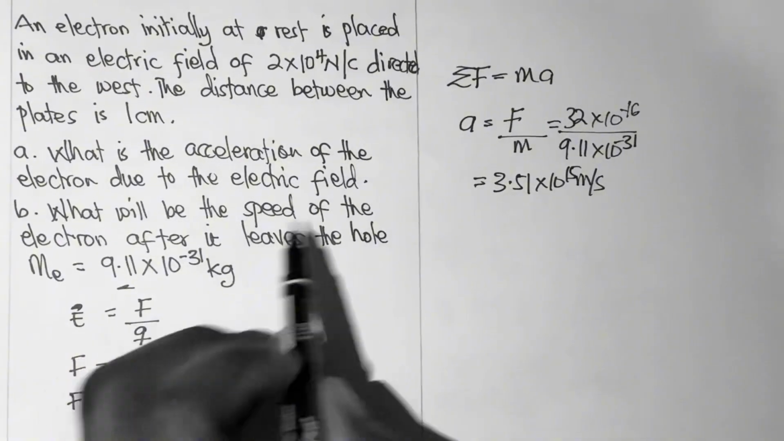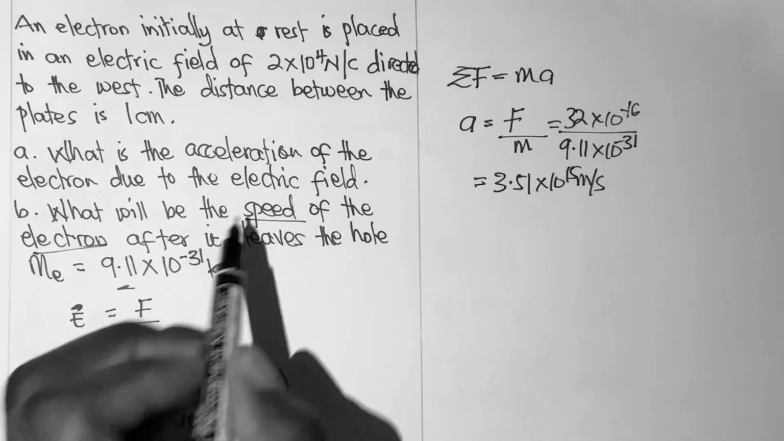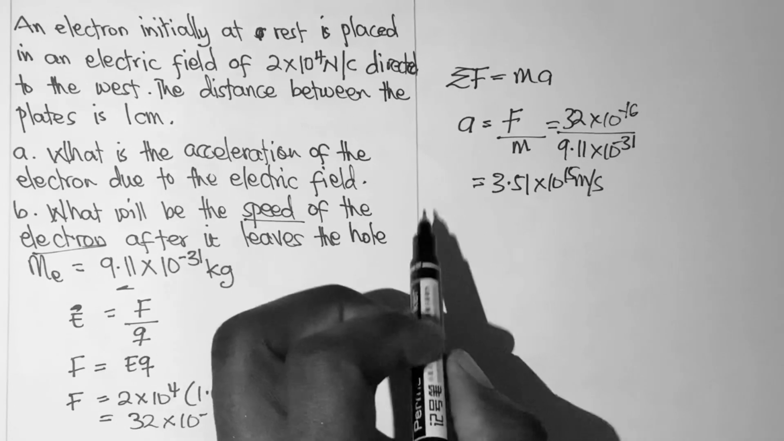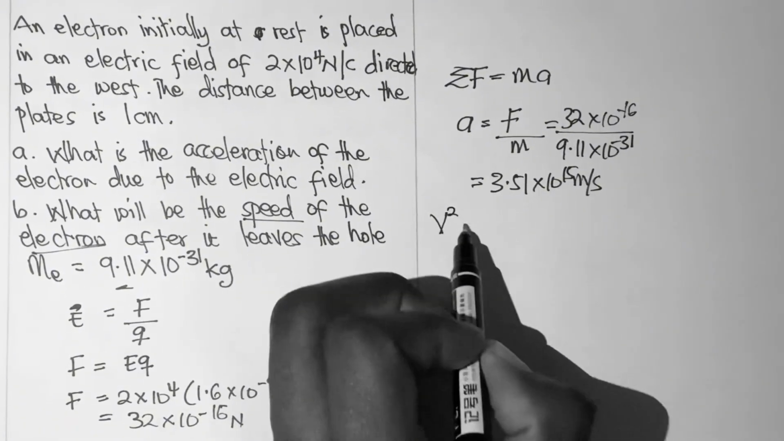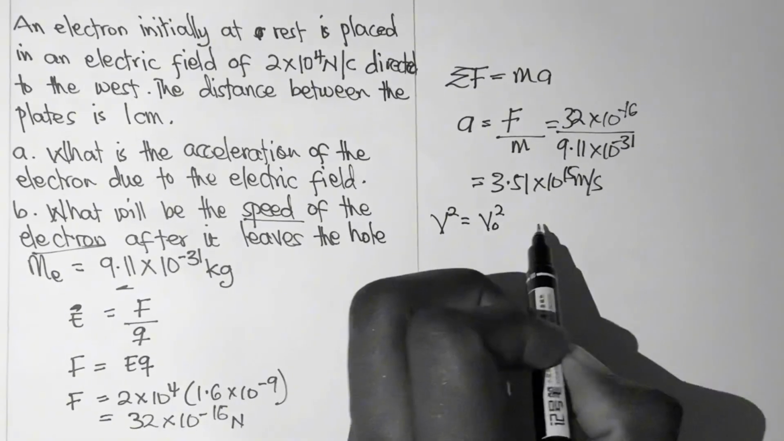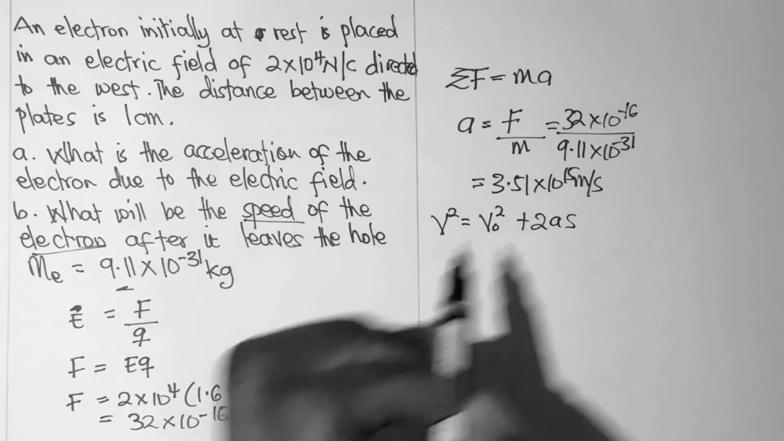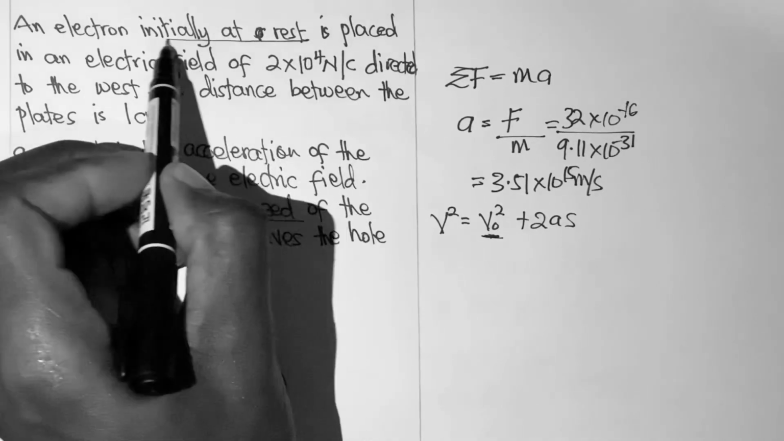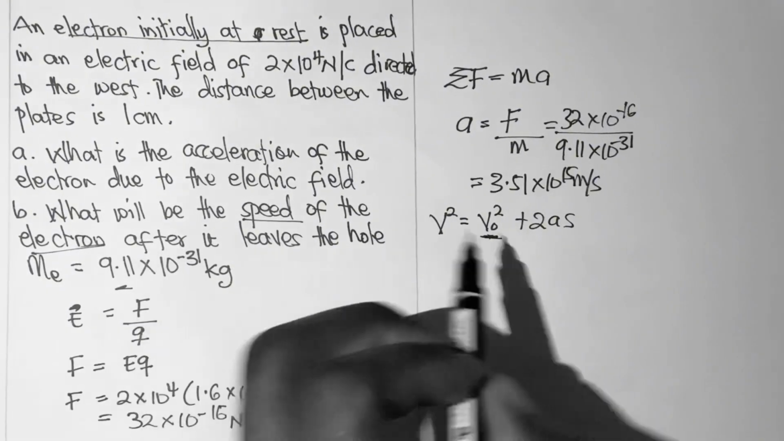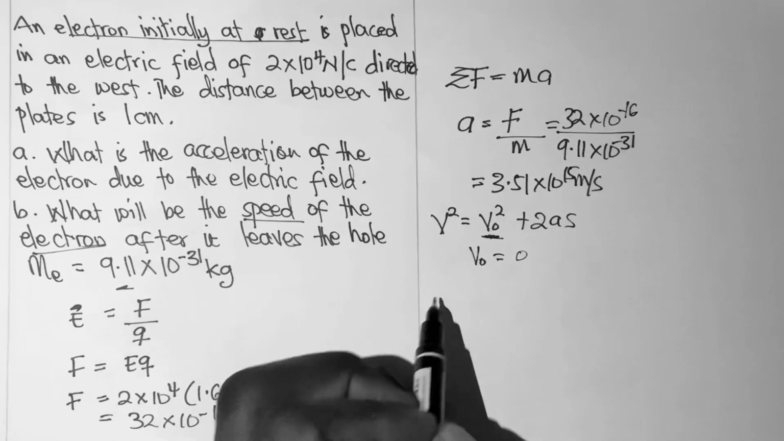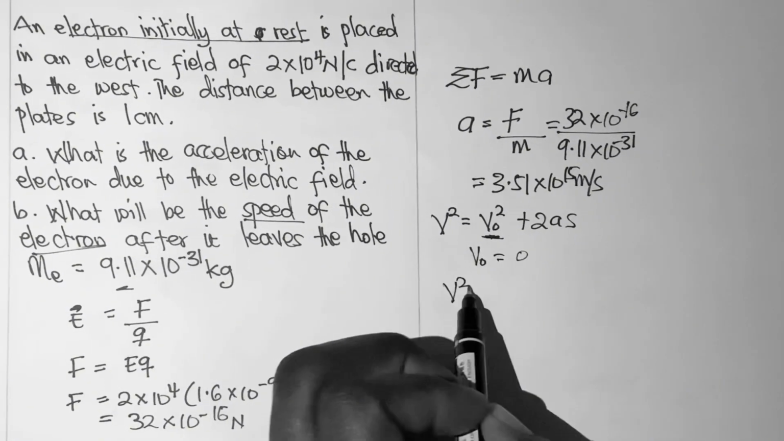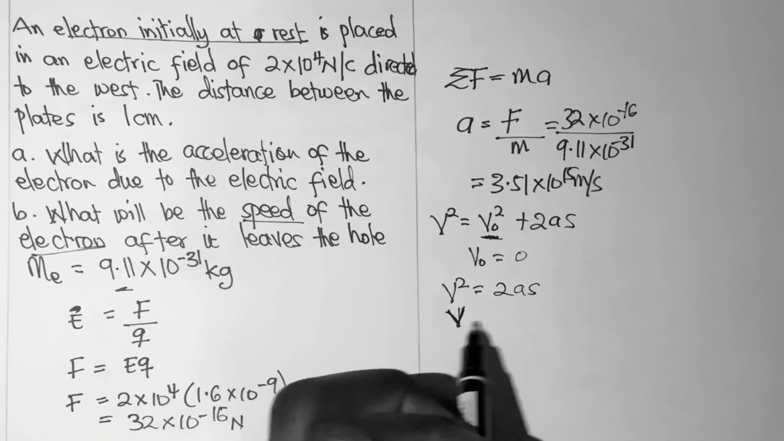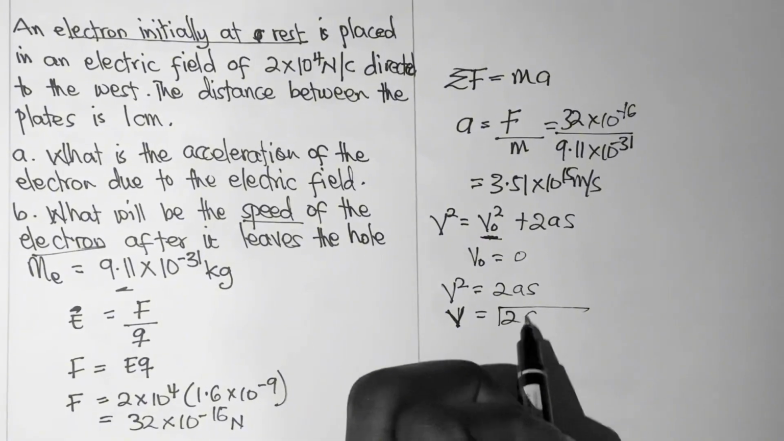Now, the second part is, what will be the speed after the electron leaves the hole? We know that from the laws of motion, v squared is equal to v naught squared plus 2as. But v naught is the initial velocity. The question says that the electron is initially at rest. It means that v naught is equal to 0. So this implies that v squared is equal to 2as. And therefore v, in this case, is equal to the square root of 2as.